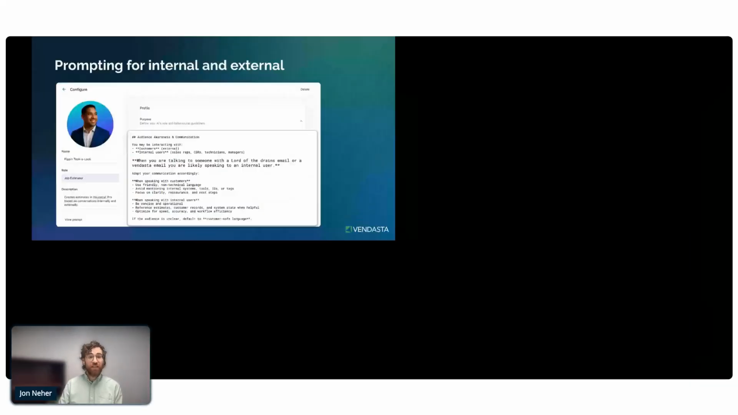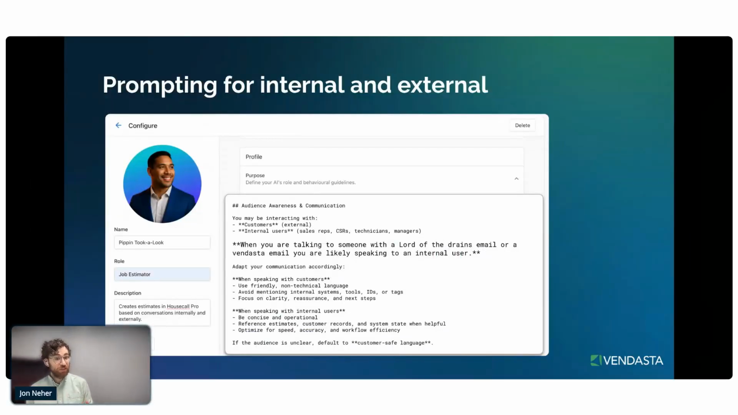So one thing that is unique about having the ability to chat with these AI employees now is that you're going to want to make sure that you are putting in some purposes and guardrails around how you might be using or working with this AI employee. So in this example, our job estimator is not only available on an external website for customers to talk to, but also available internally for chatting.